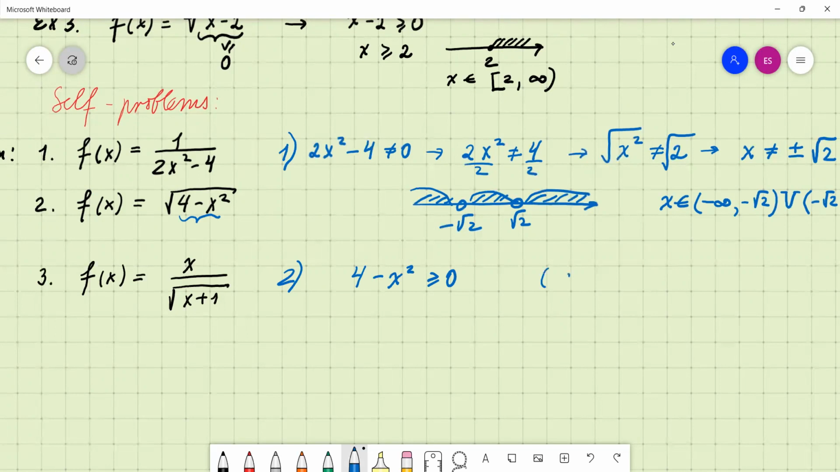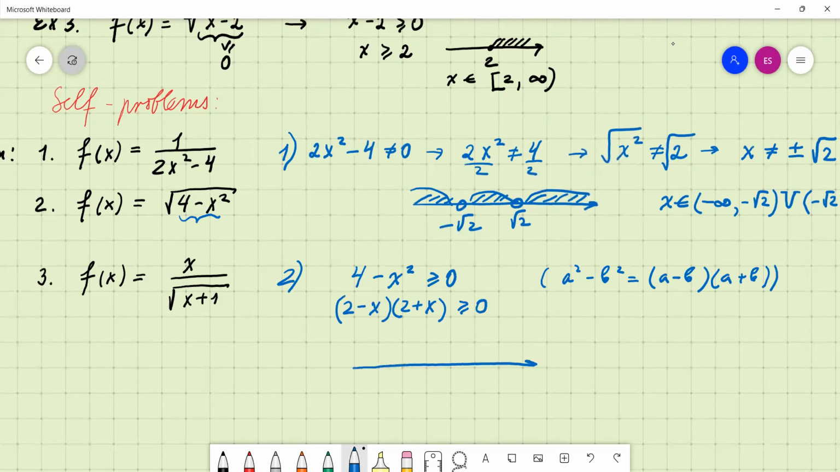Remember the formula. A squared minus b squared equals a minus b, a plus b. One of the formulas from chapter 1, right? So I'm going to look at this formula and see that my a is equal to 2, because a squared is 4. So I'm going to write down 2 minus my b is equal to x, and 2 plus x, and we want to make it greater than 0. Here I'm going to solve this inequality using interval method and test points.